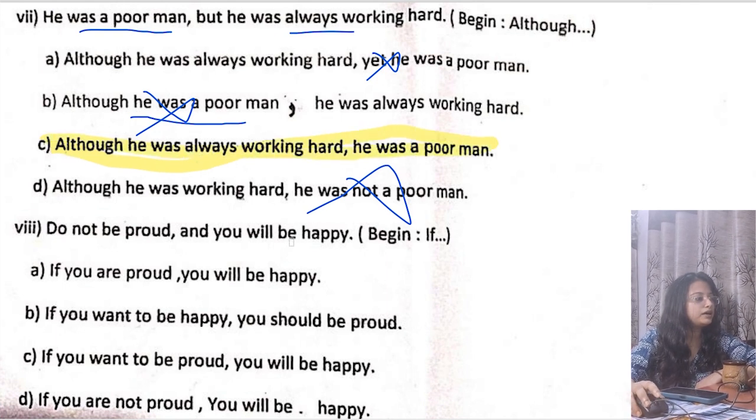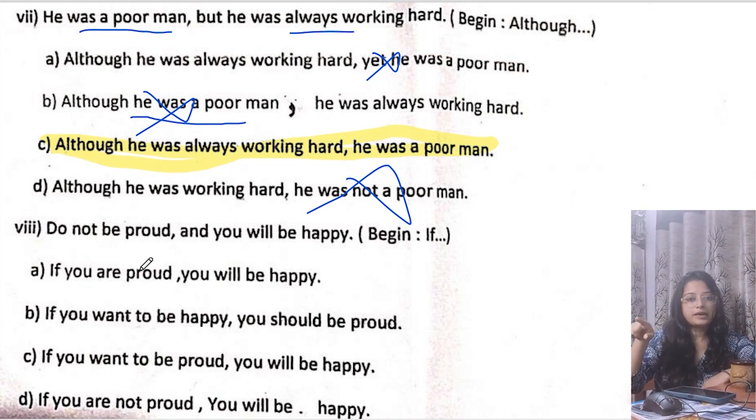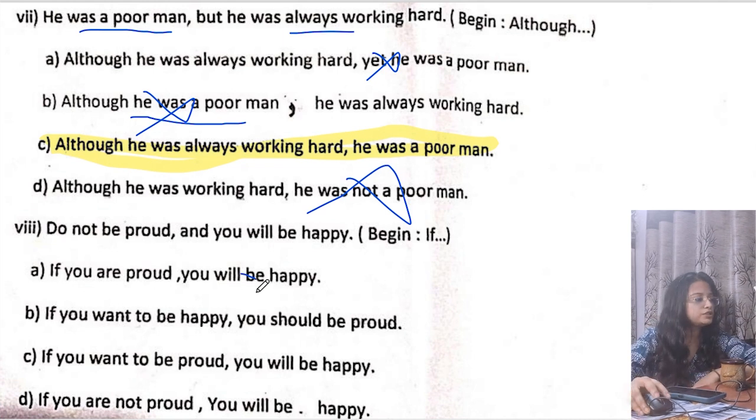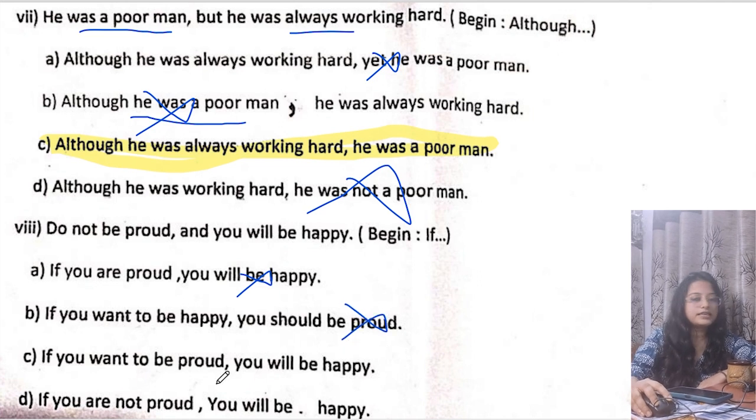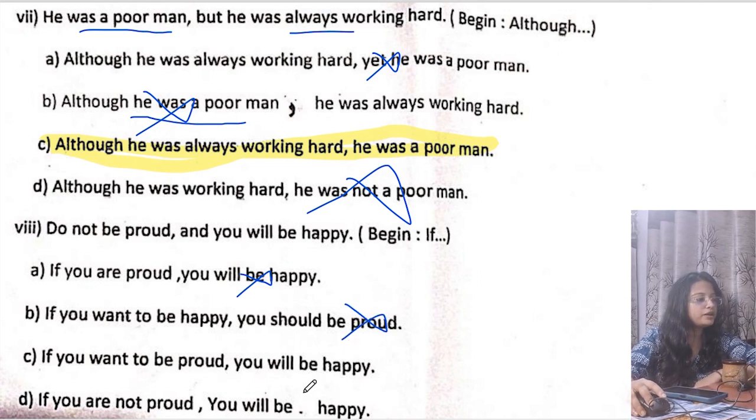Okay. 8. Do not be proud and you will be happy. If you are proud, you will be happy. Do not be proud. No, that means it is opposite. Do not be proud and you will be happy. They are opposite to one another. So, if you are proud, you will be happy. They are saying they are equal. No. If you want to be happy, you should be proud. Again, they are saying they are equal. If you want to be proud, you will be happy. Again, saying the same thing.